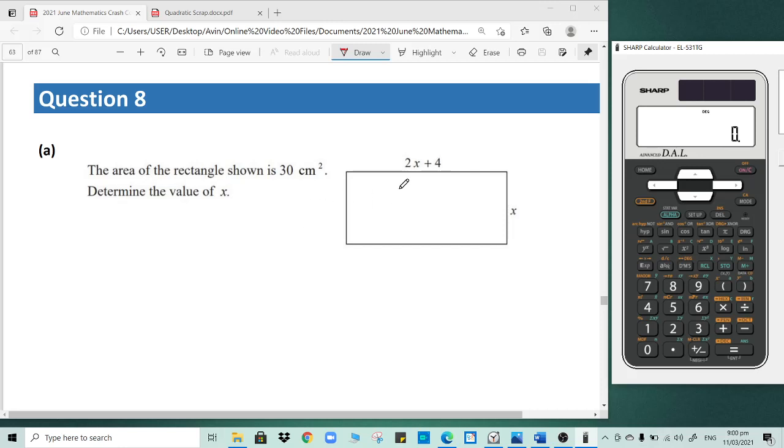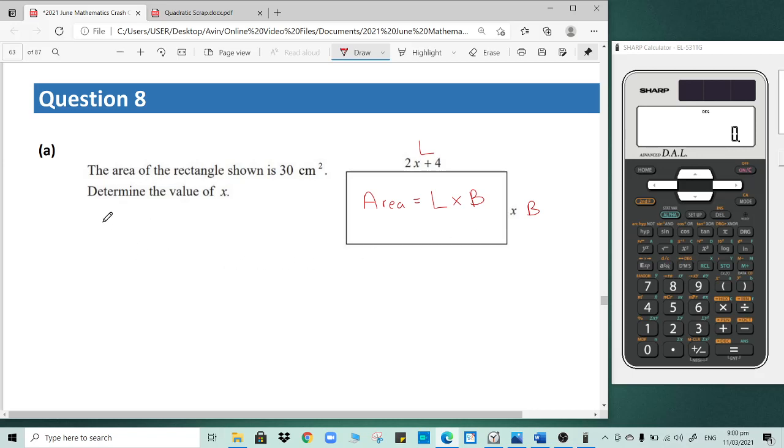First things first, how do you find the area of a rectangle? Well, the area of a rectangle is pretty simple. It's just length by breadth. This is our length and this is our breadth. So let's multiply the length by the breadth and then put it equal to our area.